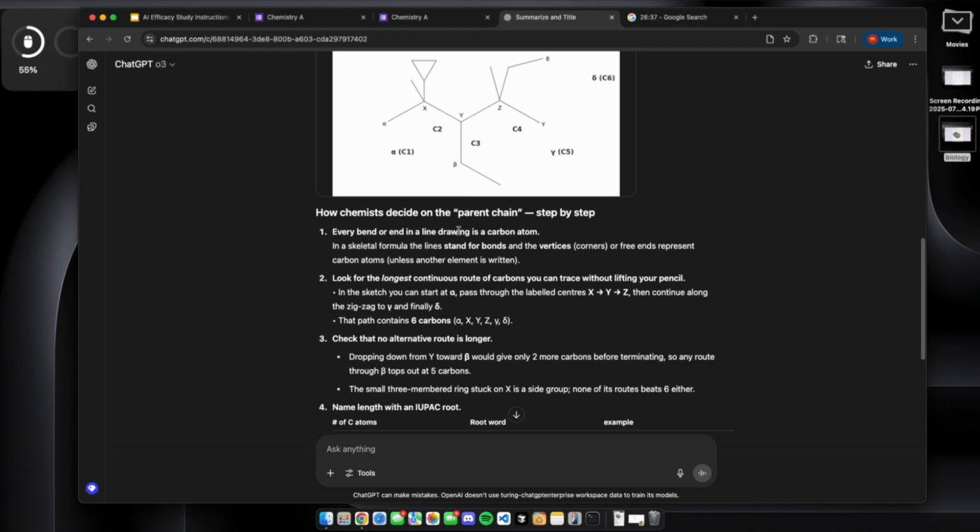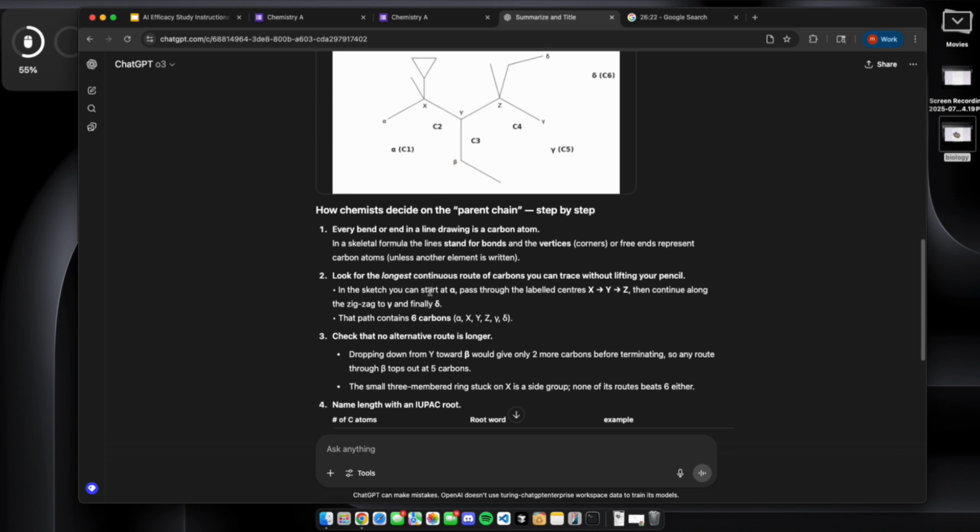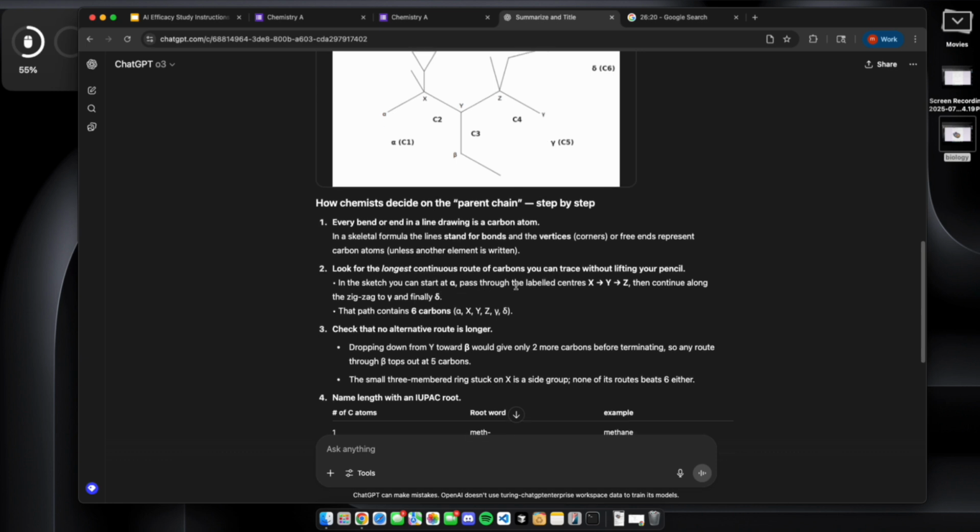How chemists decide on a parent chain, step by step. Every bend or end in the line drawing is a carbon atom. In a skeletal formula, the lines stand for bonds and vertices, corners, or free ends represent carbon atoms unless another element is written. Look for the longest continuous route of carbons you can trace without lifting your pencil. In the sketch, you can just start at A, pass through the labeled centers X, Y, Z, then continue the zigzag to Y, and finally this symbol here.